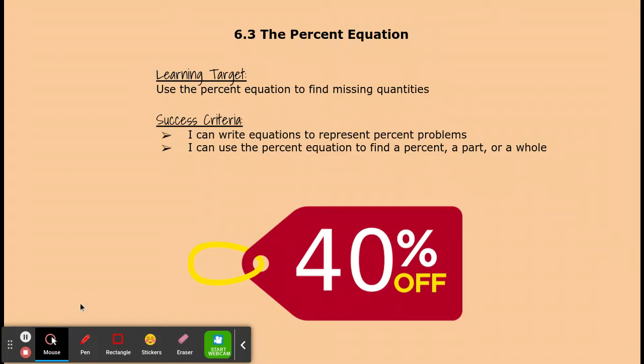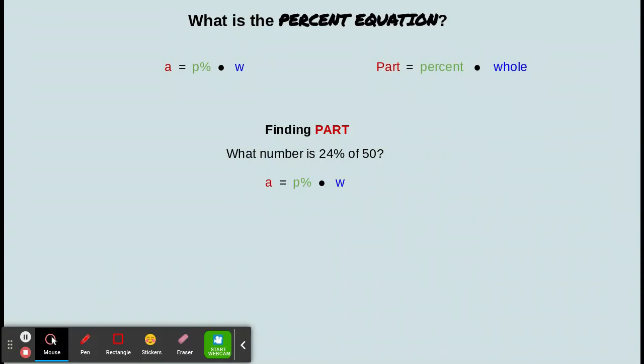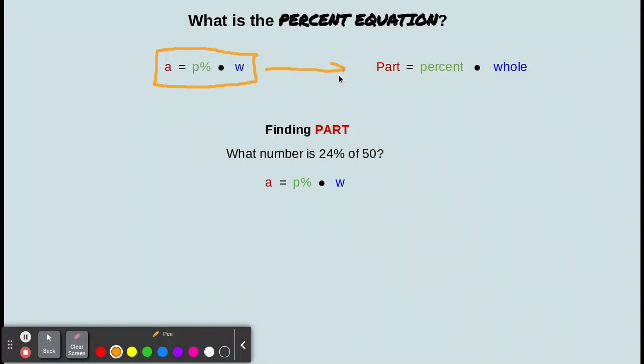6.3, the percent equation. What is the percent equation? It is this right here. A equals P percent times W, which is the same thing as saying the part equals the percent times the whole. And just as we use the percent proportion to find the missing pieces, we can use the percent equation to do the same thing.